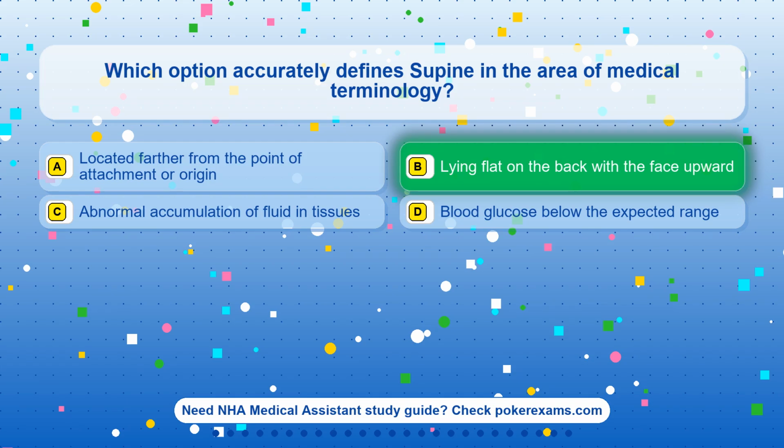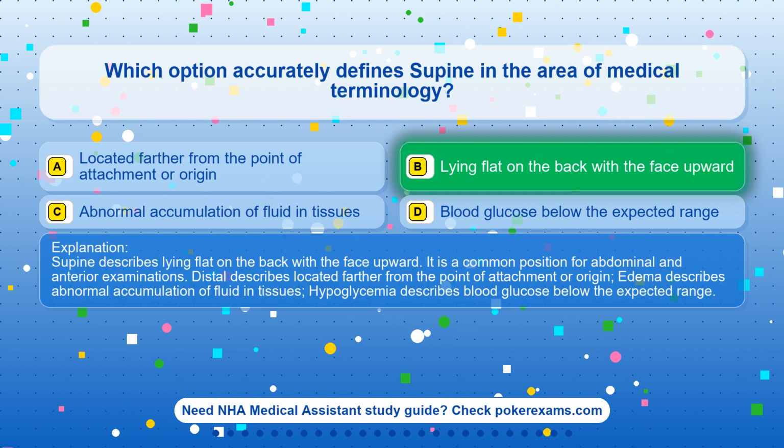The correct answer is option B. Lying flat on the back with the face upward. Supine describes lying flat on the back with the face upward. It is a common position for abdominal and anterior examinations.